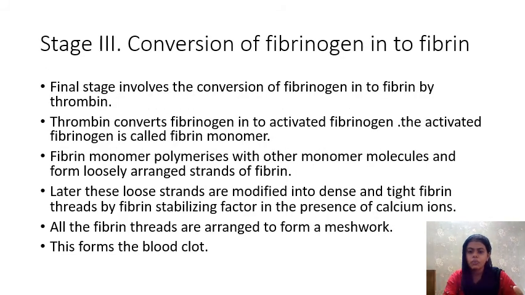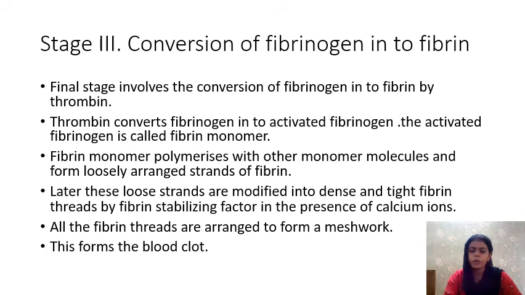Stage 3, conversion of fibrinogen into fibrin. This is the final step of clot formation, and it involves the conversion of fibrinogen into fibrin by thrombin. The thrombin converts fibrinogen into activated fibrinogen. The activated fibrinogen is called a fibrin monomer.